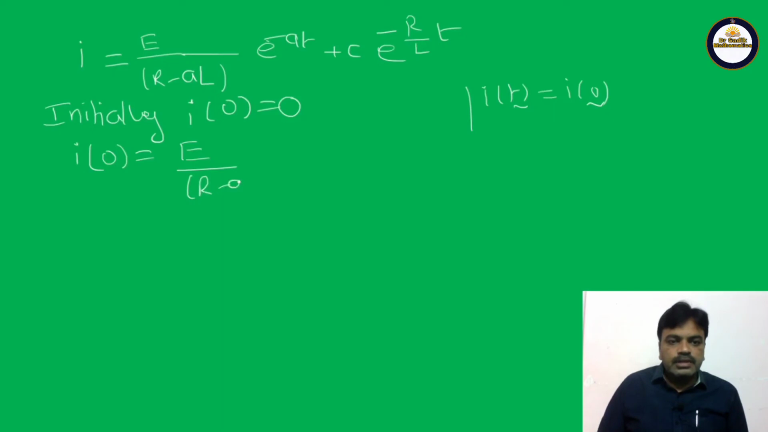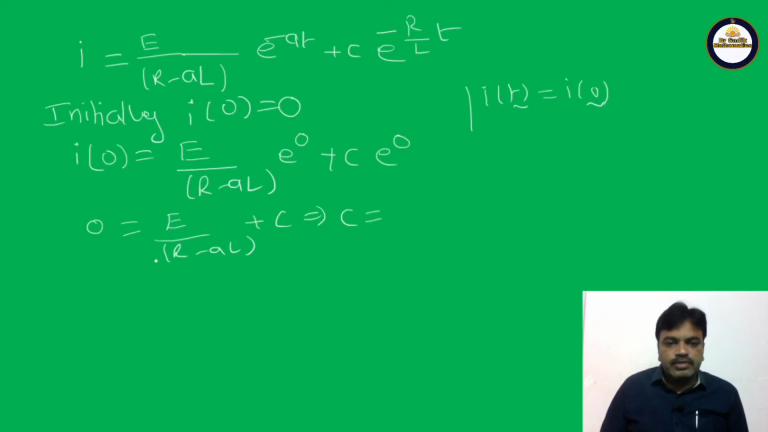R minus aL, e power 0, okay, e power 0 minus a into 0 we get e power 0, plus c into here also we get e power 0. We know I of 0 value is 0, so this value is 0, that is equal to e power 0 is 1, so finally we get here e by (r minus aL) into plus C. That implies, what is C value here? You transpose to the right hand side or left hand side, we get here minus E by (R minus aL). So this is equation 3.